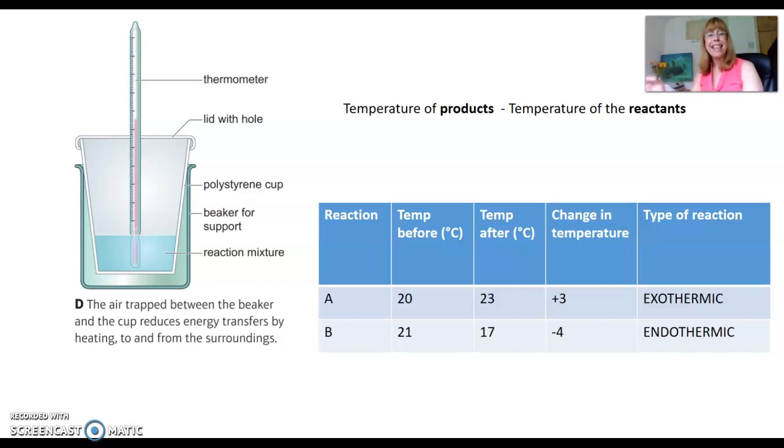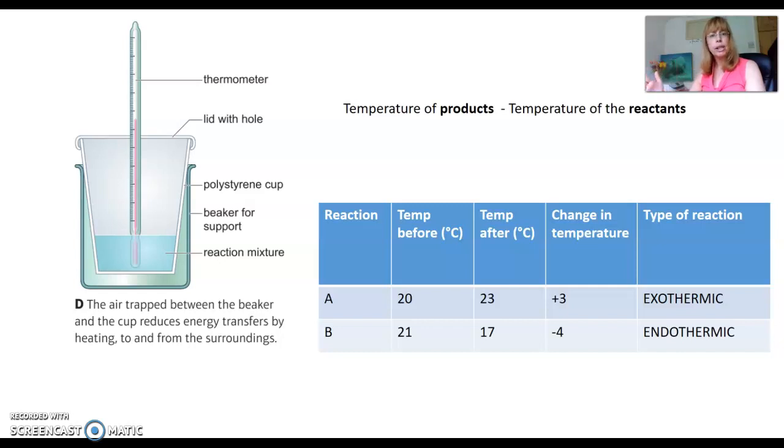I can then, when I add the magnesium, watch what happens on my thermometer, and in this case it's gone up to 23 degrees Celsius. So if I use the simple equation, temperature of the products minus temperature of the reactants, I get the change in temperature. And actually it's that change in temperature that I'm really interested in. And I should have put degrees Celsius on that table heading. So you can see the temperature's going up by 3 degrees.